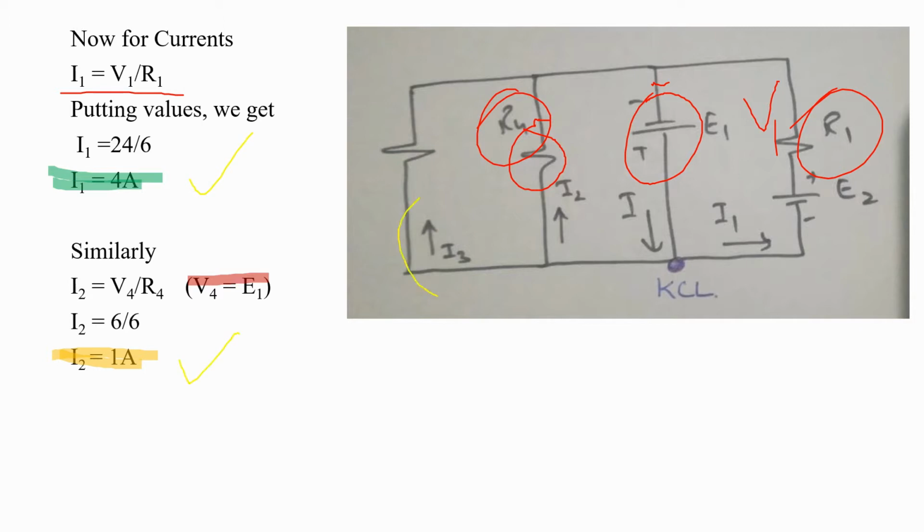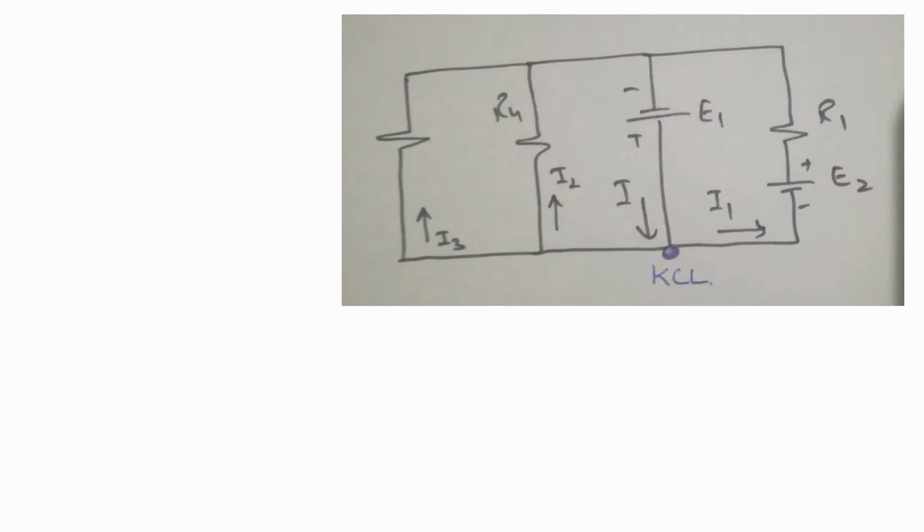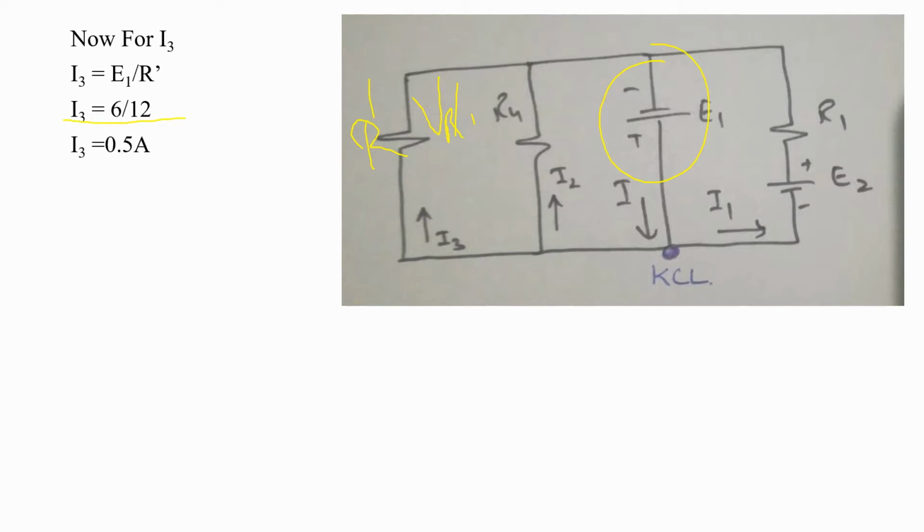Now we have to find the value of I3. From the circuit you will see that this is basically the resistor R prime. When you are finding the value of I3, you need the value of VR prime, which is also parallel to E1. So substituting the values, we get 6 by 12. 6 is the value of E1, which is parallel to R prime, and 12 is the value of R prime. So we get I3 is equal to 0.5 amperes. Now we have all three values of the current, I1, I2 and I3.